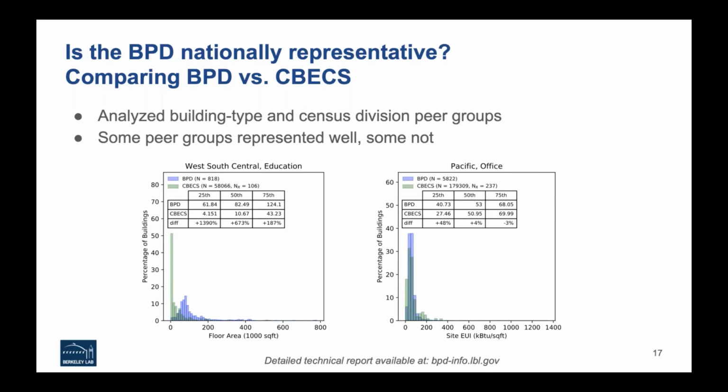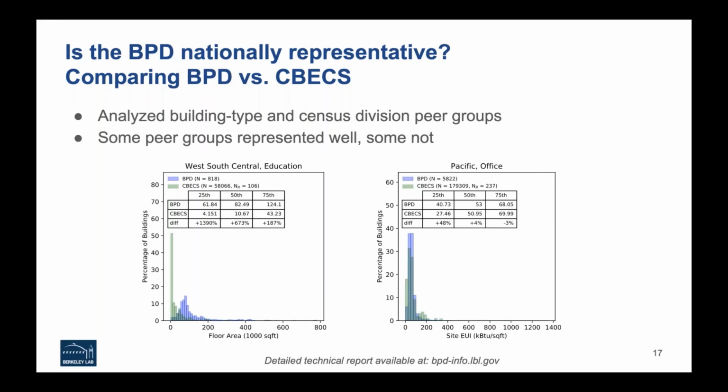And the short answer really is that some groups are fairly well represented and some are not. I'm showing you two examples here of both those cases. One on the left is for education buildings in the West South Central Census Division, and the one on the right is office buildings in the Pacific Census Division. The green histogram represents CBECS, so the national statistical sample essentially, and the purple is the BPD. As you can see, for the image on the left, the education buildings in West South Central, the BPD is significantly shifted. This is for floor area in particular. BPD has larger buildings, so it's not very representative, at least as it relates to floor area.